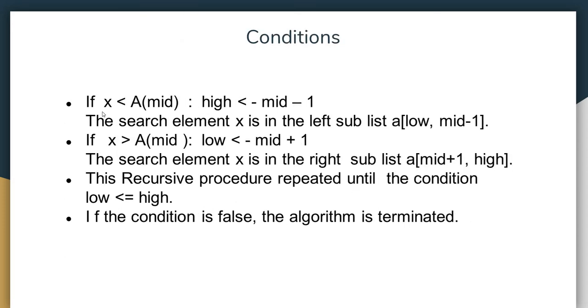Conditions available in the binary search procedure. If x is less than A of mid, high equal to mid minus 1. The search element x is in the left sublist only, that is A of low comma mid minus 1. If x is greater than A of mid, low equal to mid plus 1. The search element x is in the right sublist only, that is A of mid plus 1 comma high, because the list is already in sorted order. The recursive procedure is repeated until the condition low is less than or equal to high. If the condition is false, the algorithm is terminated.